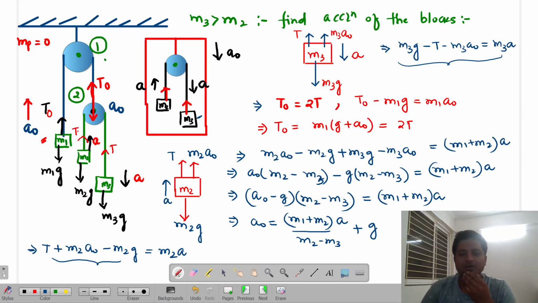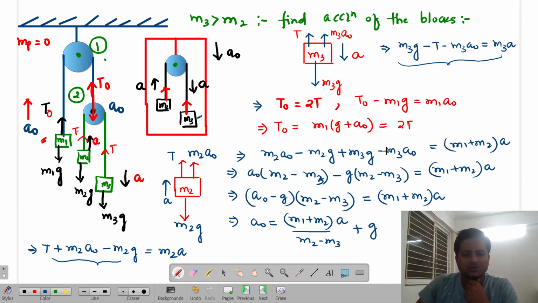Understood? So we got our a naught over here. Is that clear? In terms of a. Is that understood perfectly? Yes. Now, if I look over here, then in any of these equations, I can replace all these equations, and then we can get all other terms.